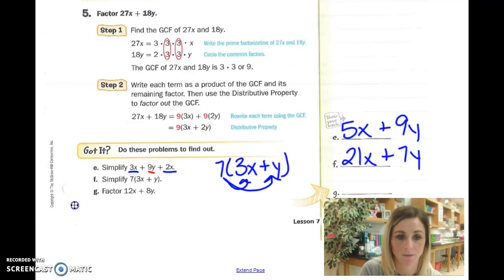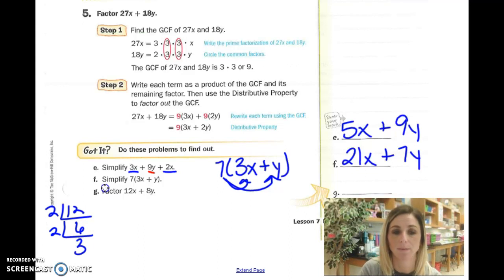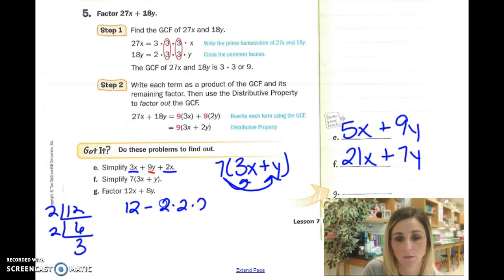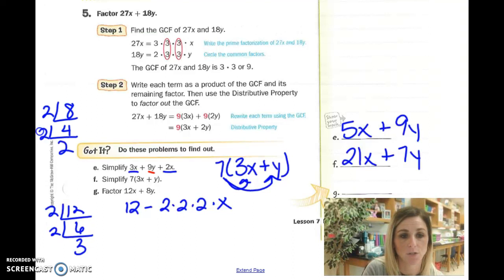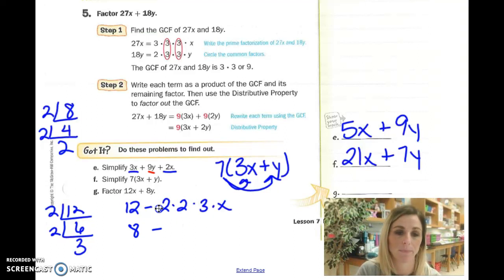And the last one, let's go ahead and factor 12. I can take out a 2 and a 6, or sorry, a 2 and a 3. So with my 12, I'm left with 2 times 2 times 3 times my x. Do not forget that. Let's prime factor 8. 8 can be 2 and 4, and then that can be 2 and 2, so my 8 is 2 times 2 times 2 times y.